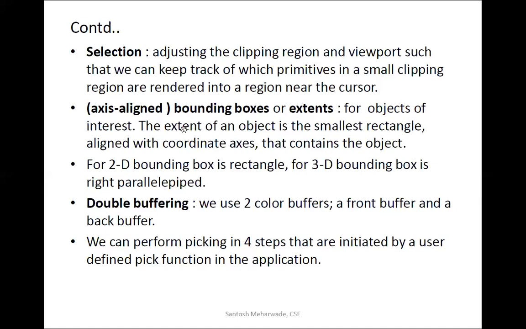Okay, so the extent of that box is a small rectangle aligned with the coordinate axis that contains the object. Means within the box only the object will be placed. So within those boundaries only you can pick the object. A two-dimensional bounding box will be rectangular in shape, and a three-dimensional bounding box will always be a right parallelepiped or a cubical form.